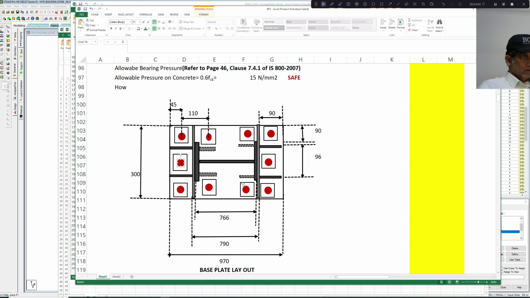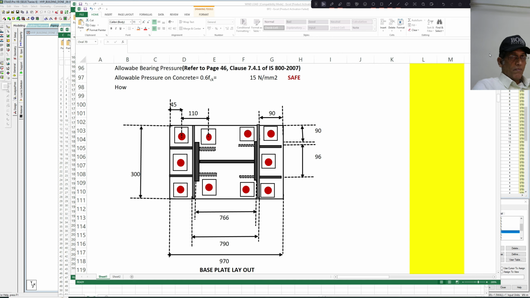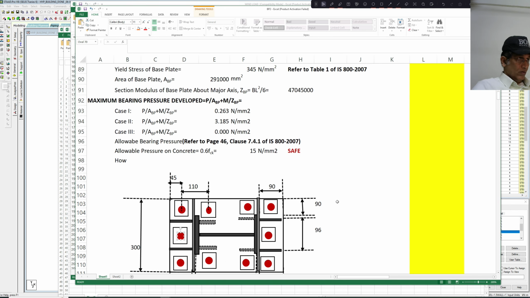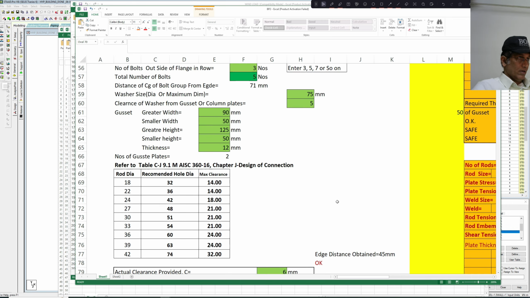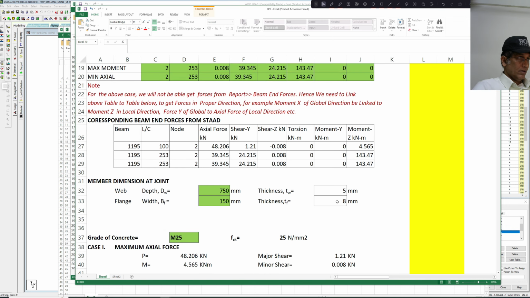So wherever, at times, we can reduce the number of bolts by adding a little bit of moment to the design consideration. So this is the sheet we will use here.